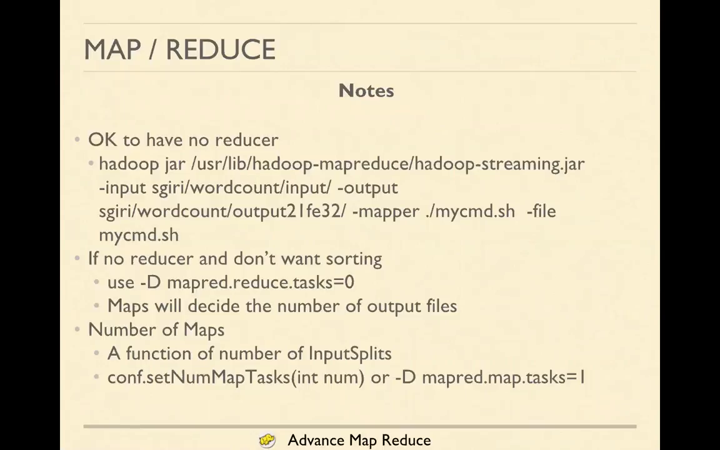Second, in case you want to avoid the sorting entirely, you can pass an argument called mapreduce.reduce.tasks equals 0. That way there'll be no sorting at all, and the number of mappers will decide the number of output files. The number of mappers is a function of input splits, and you can configure that either by using conf.set number of map tasks or by passing an argument to the streaming job in this way.